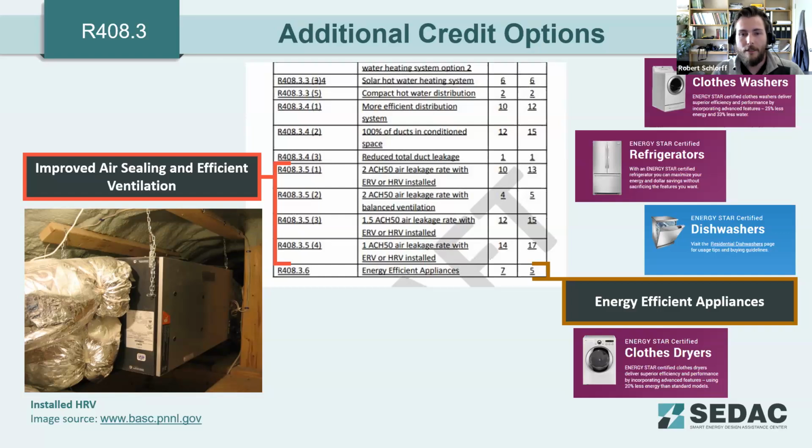And then the last one here at the bottom is energy efficient appliances. There will be a table in the stretch code that lists specific appliance performance metrics, and the appliances that we're aiming at there are clothes washers, refrigerators, dishwashers, and clothes dryers. And if I'm remembering correctly, I believe you have to have at least 2 of those for those points to apply.